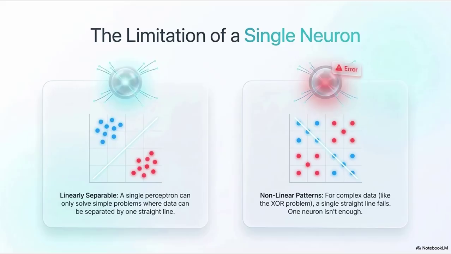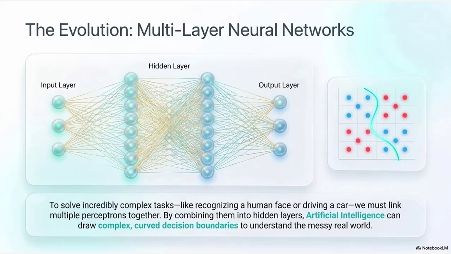So let's see the limitation of a single neuron. A single neuron handles linearly separable data. A single perceptron can solve simple problems where data can be separated by one straight line. One neuron is not enough when we need to handle non-linear patterns like complex data. So it handles linearly separable data very comfortably.